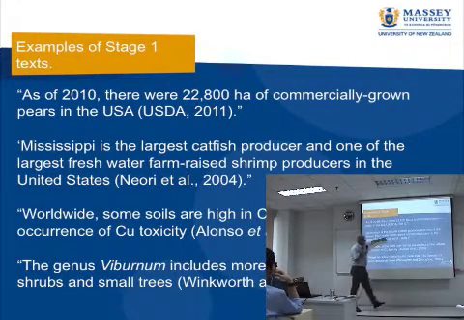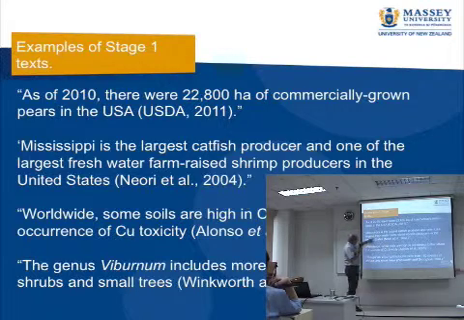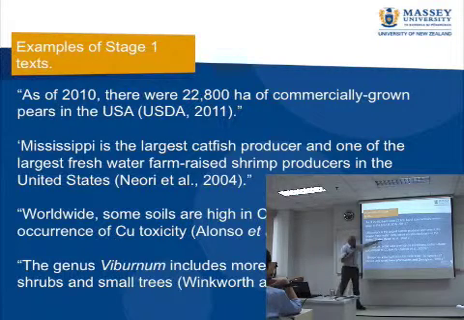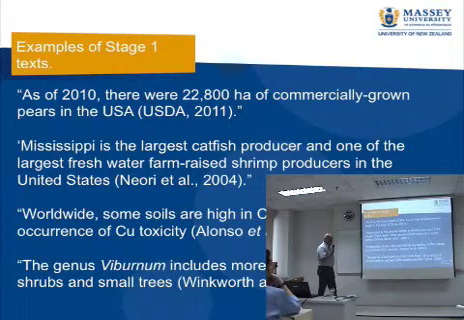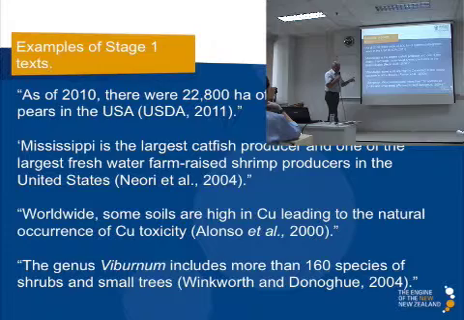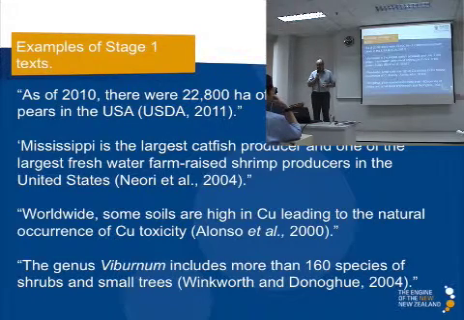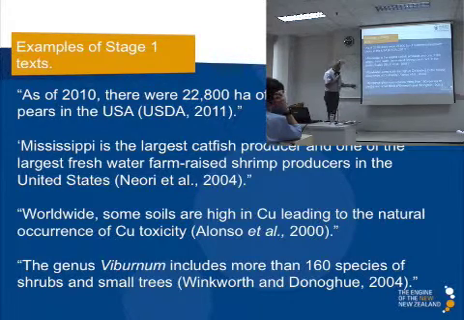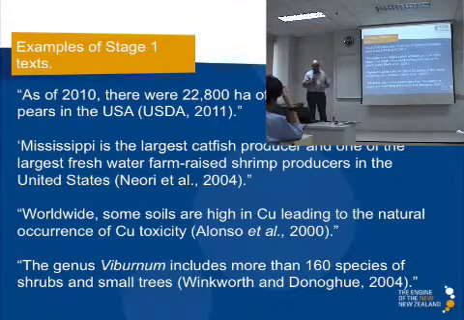Mississippi is the largest catfish producer and one of the largest freshwater farm-raised shrimp producers in the United States. Reference, bang, no arguments. Worldwide, some soils are high in copper, leading to the natural occurrence of copper toxicity. Statement of fact. The genus Viburnum includes more than 160 species of shrubs and small trees. Reference.